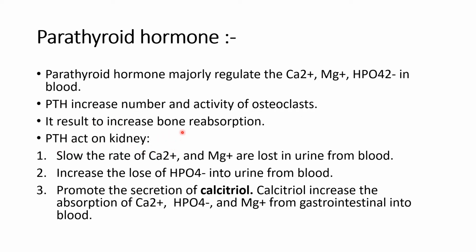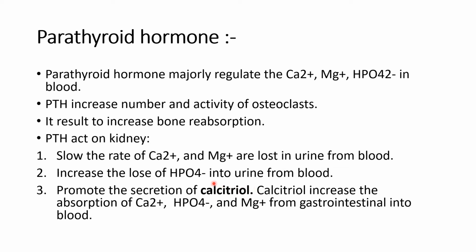How do they act on the kidney? First, they slow the rate of calcium ion and magnesium ion loss into the urine from the blood. So the concentration of calcium ion and magnesium ion is increased in the blood. Second, they increase the loss of phosphate ion into the urine. Phosphate ions go into the urine, and they also promote the secretion of calcitriol.